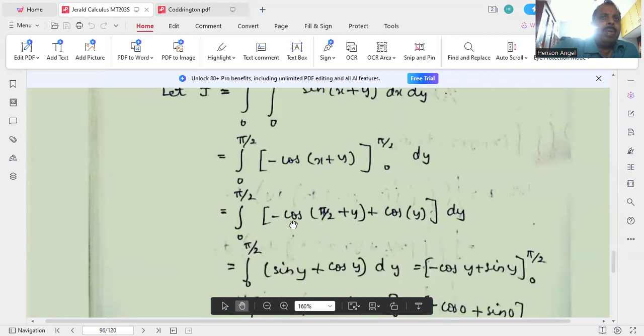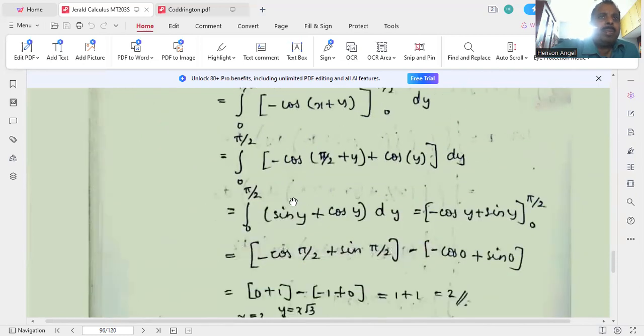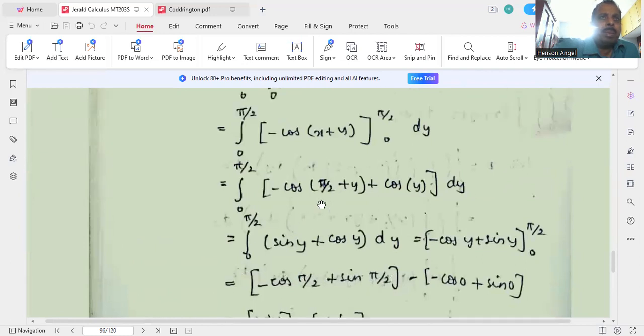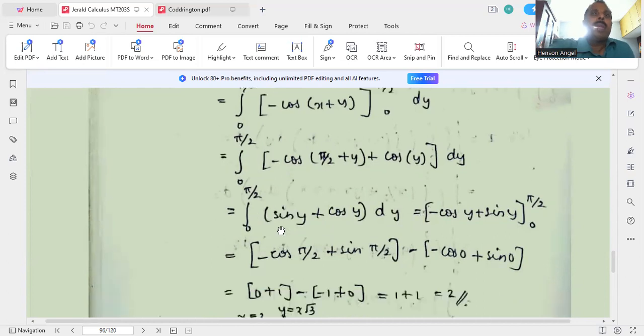Right. Now we have to simplify this. Here minus cos of pi by 2 plus y is nothing but sin y. Plus cos y we write as it is. Now we have to integrate this with respect to y with the limit 0 to pi by 2. So if we integrate sin y with respect to y, we get minus cos y. Plus if we integrate cos y with respect to y, we get sin y. Limit 0 to pi by 2.